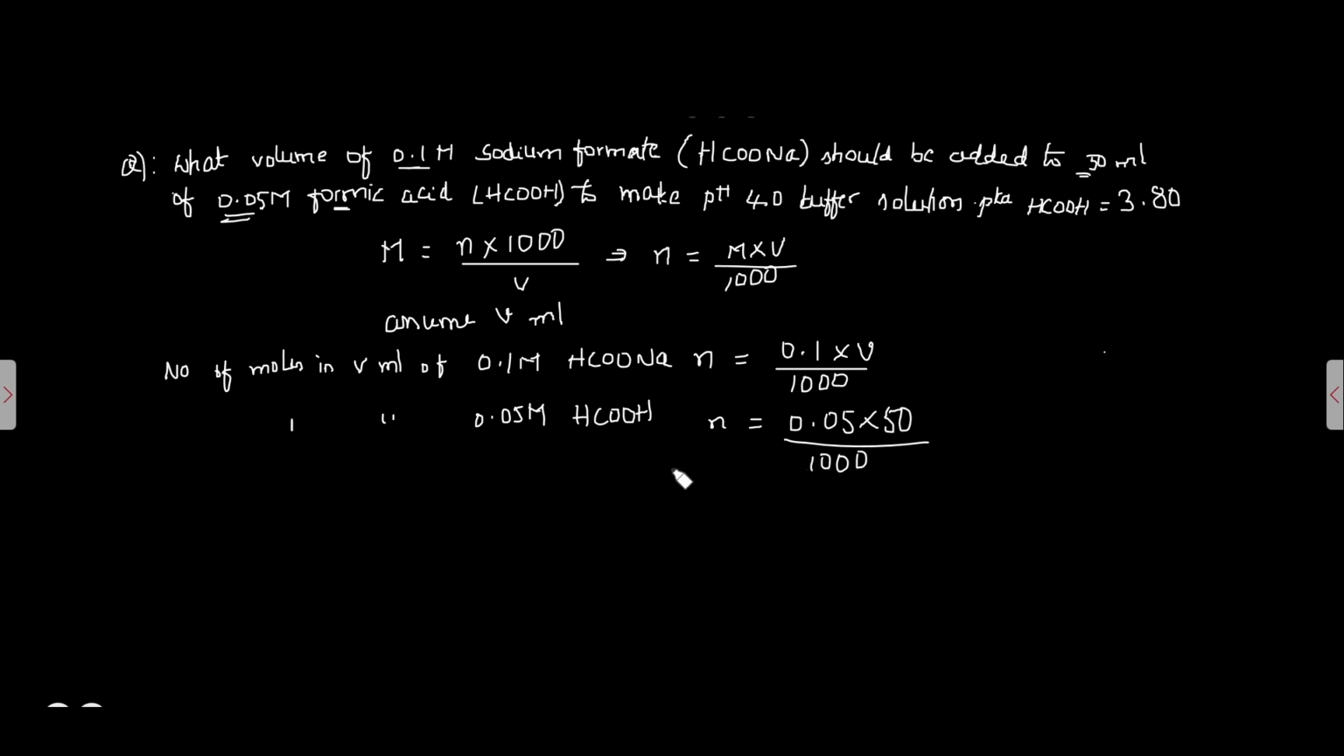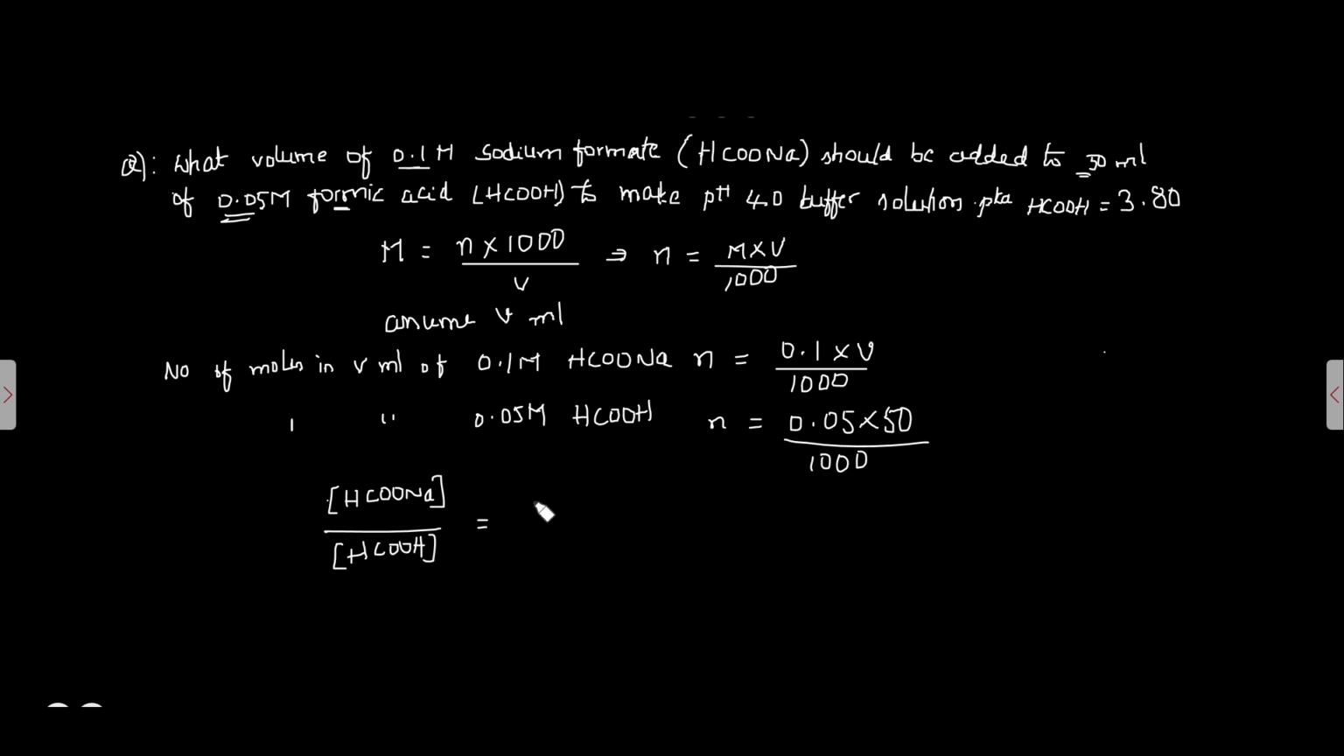To substitute in Henderson equation, you can simplify before calculating it. So what is that? That is concentration of salt, that is HCOONa, divided by HCOOH, which is acid.